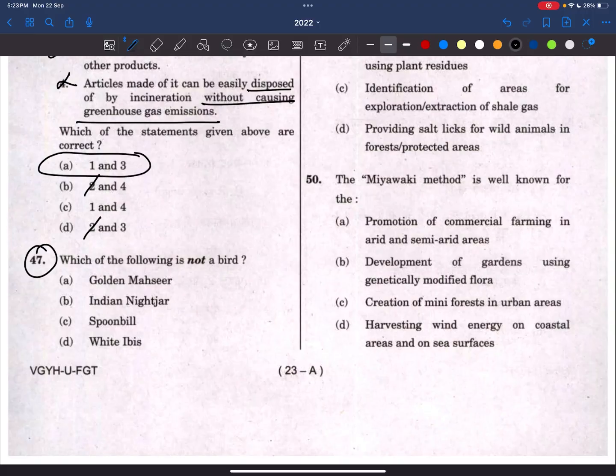Which of the following is not a bird? See, friends, this is also a question based on PYQs only. UPSC has once asked about mahseer. This is nothing but a fish. Okay, I think it was an option. If you had known that mahseer is a fish, then answering this question is easy. Right? All these things are birds, and golden mahseer is a fish. He is asking which is not a bird. Answer is A.